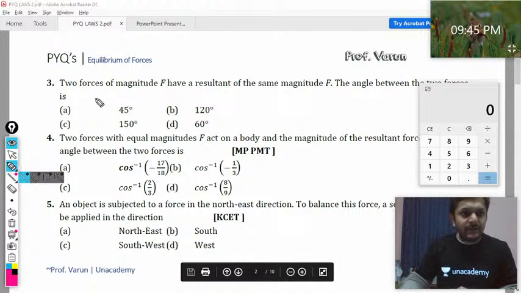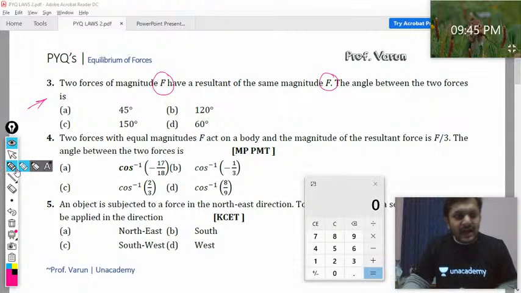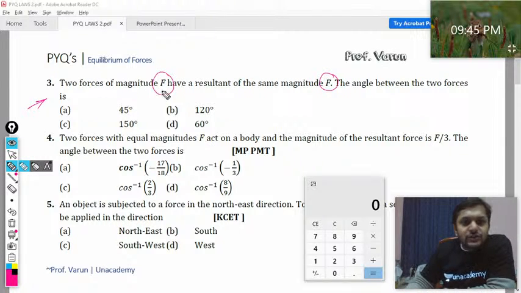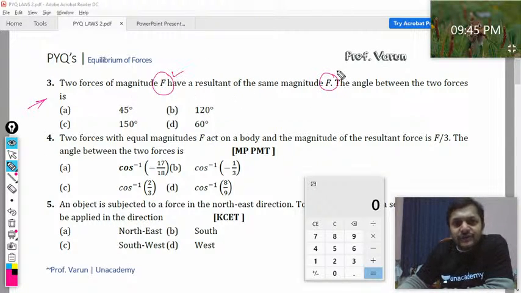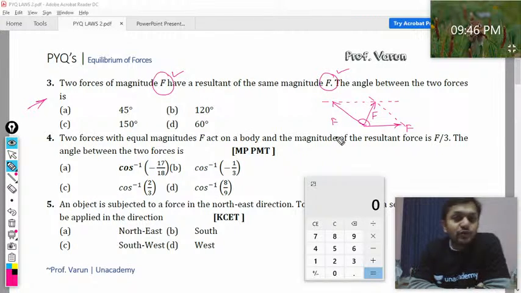So this is question number 3. Two forces of the magnitude F have a resultant of the same magnitude F. The angle between them is, well, a beautiful question, and it is a repeated question. So time and again you are going to watch this. Two forces of magnitude F have a resultant of the same magnitude F. So this is one force, this is another force, and the resultant of this is again F, and we need to find the angle between these two vectors.